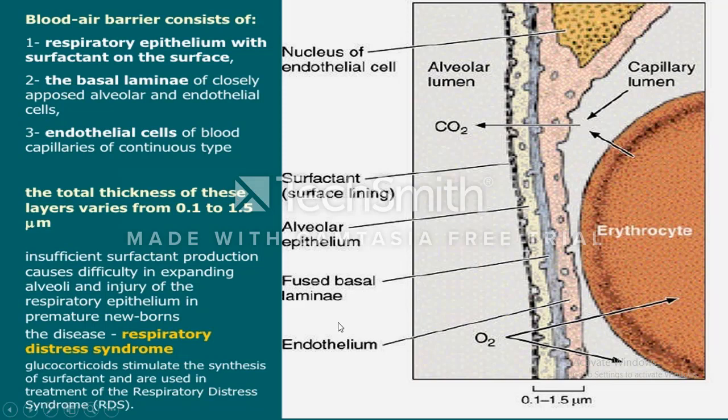This is a schematic picture of the blood-air barrier. This is endothelium, basement membrane, pneumocyte 1. By this barrier, O2 can transfer and go into the circulating blood, and CO2 goes out to the air through this barrier.